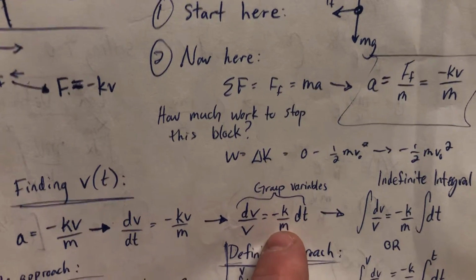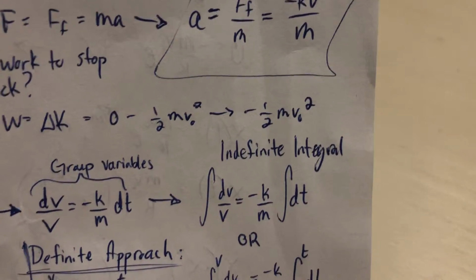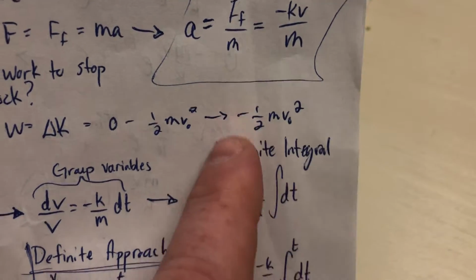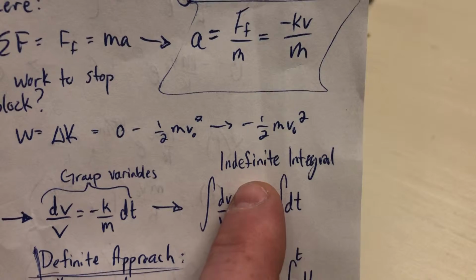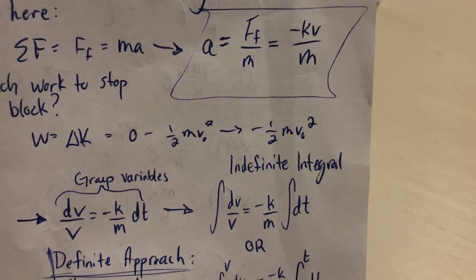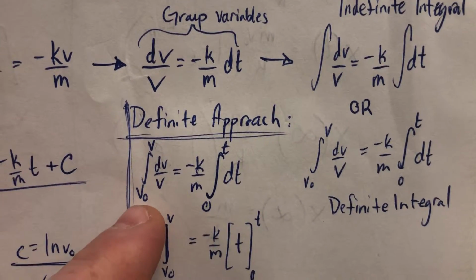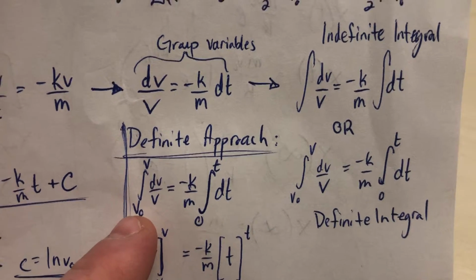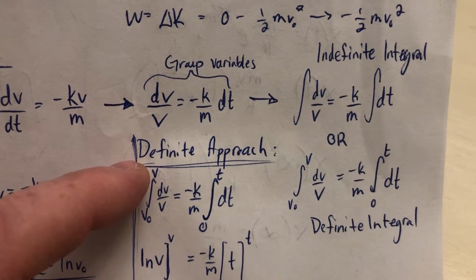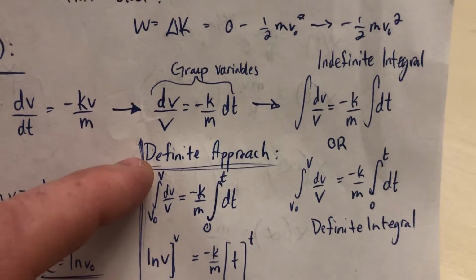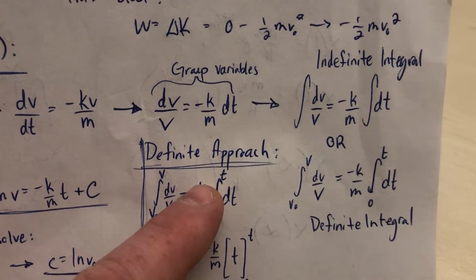K is always going to be a constant, as is the mass, so you can just pull those out. Okay, so the form of the integral looks like this. You can do this as either an indefinite integral or as a definite integral. The first approach I'm going to show you is the definite approach. Okay, so you integrate from the initial velocity on the velocity side of the equation to velocity at some later time. This is what we're actually looking for here. On the right side of the equation, you're just integrating from 0 to some later time t.